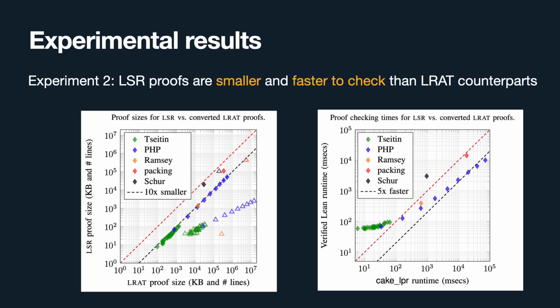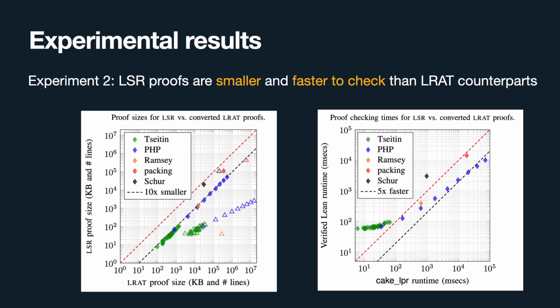And the answer is yes. Here, the left plot indicates the size of the proofs. The y-axis is the size of the SR proof when labeled with hints, and the x-axis is the size of the same proof when run through the SR to DRAT system to convert the proof into DRAT, and then hinted with hints added, so now it's an LRAT proof.